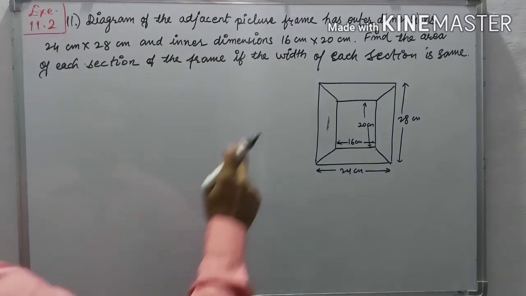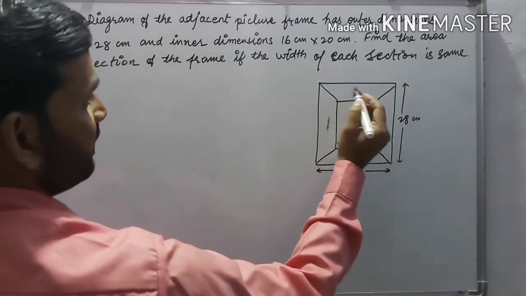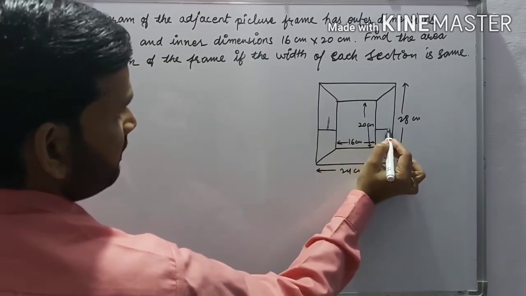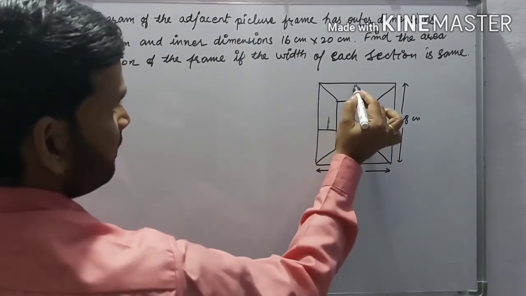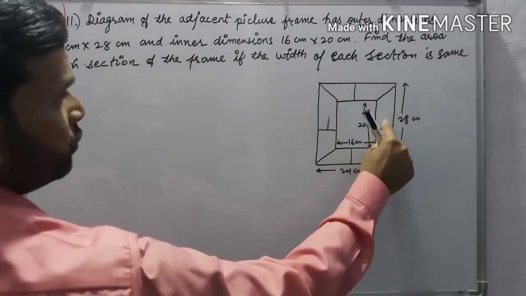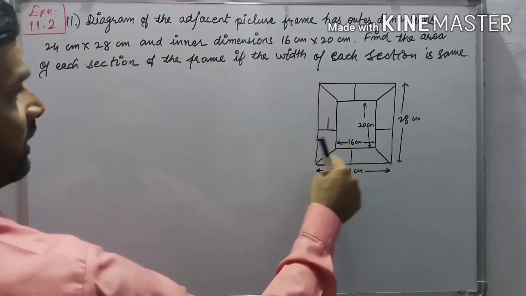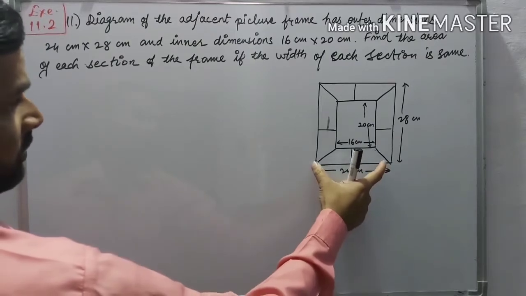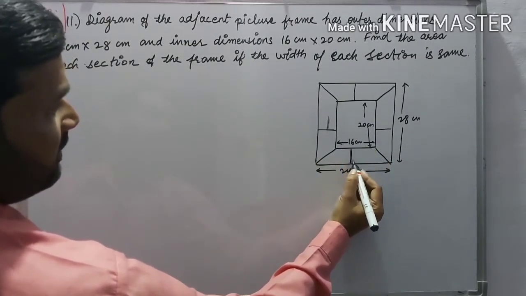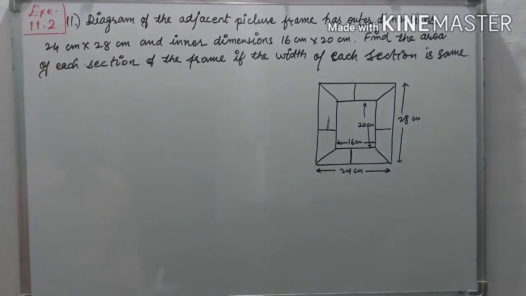The width of each section is the same, meaning this distance and this distance are the same. So first you find the distance. There are 4 sections, 1 2 3 4. All 4 are trapeziums, because the side and side distance will be found. This perpendicular distance is the length of the height.